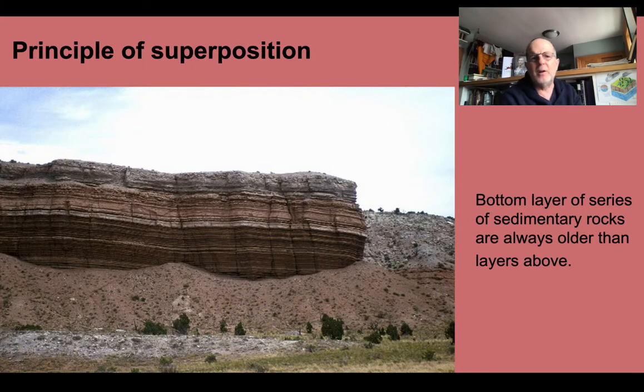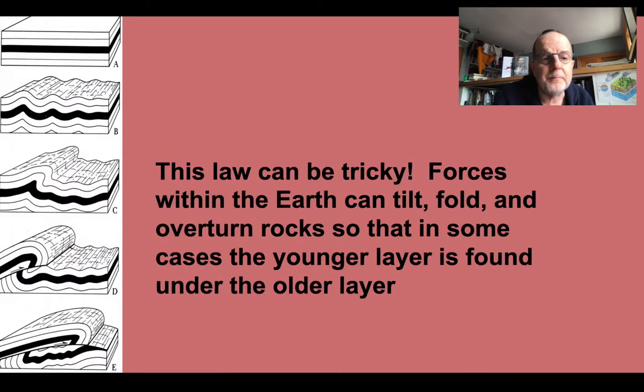And that takes us to the principle of superposition. Bottom layers of series of sedimentary rocks are always older than the layers above. The principle of superposition. Of course, we have learned through plate tectonics that this pile of horizontal rocks could be folded, thus making it difficult to determine which is the oldest layer and which is the youngest. But if the layer has not been folded, the principle of superposition holds true. Here's an example of how the law can be tricky. Forces within the earth can tilt, fold, and overturn rocks so that in some cases the younger layer is found under the older. So here would be the flat-laying rock.